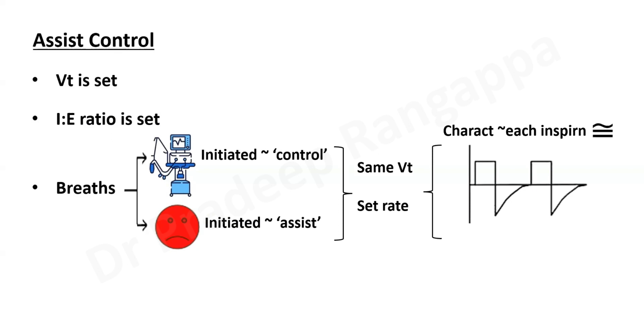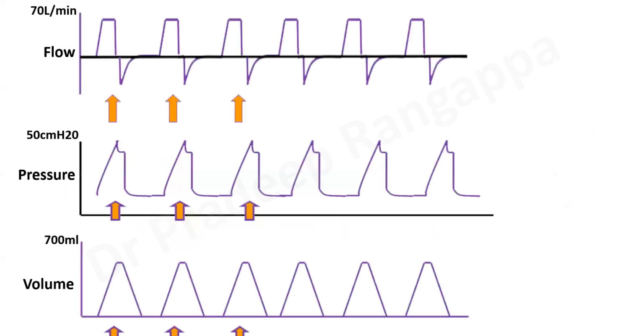The same tidal volume and the same set rate is delivered for every breath, and the characteristic of every breath remains similar in assist control. This is shown pictorially. If you see, there is no difference in any of the waveforms here. They all look the same. Either it is a control breath or an assist breath, the morphology of every wave is similar. This is the scalar, the flow time, and every breath looks the same. This is the pressure time, every breath looks the same. Volume time, every breath looks the same.